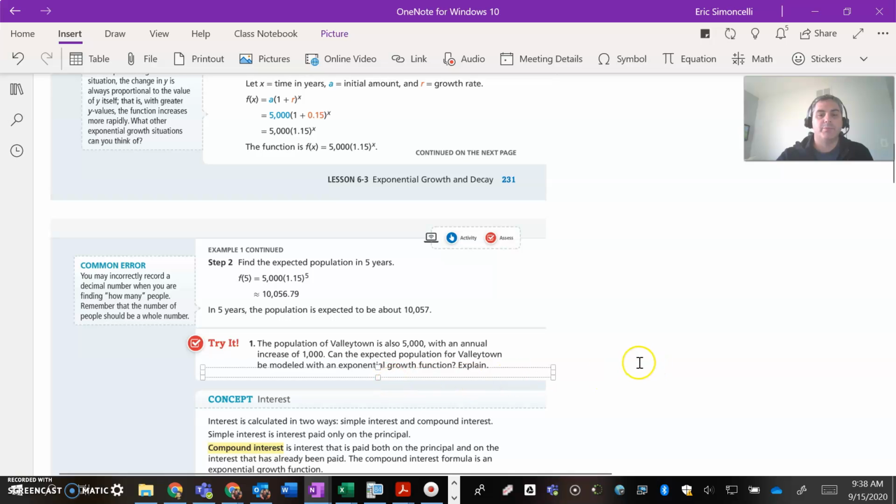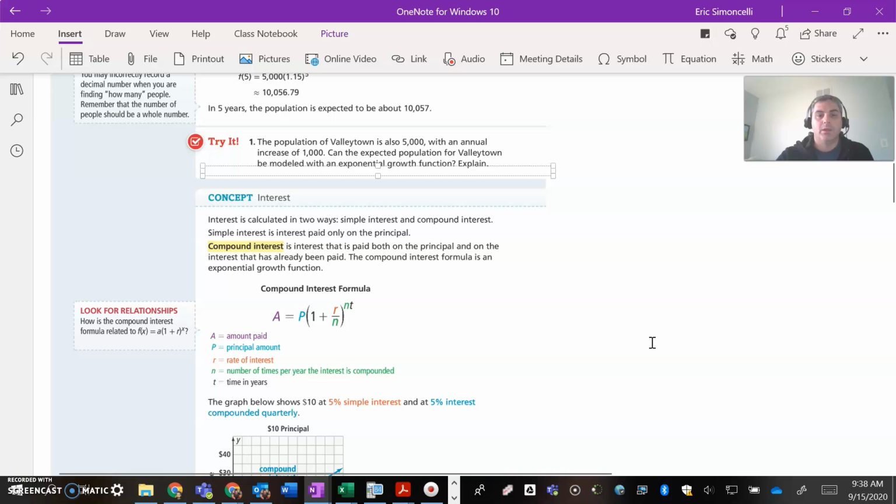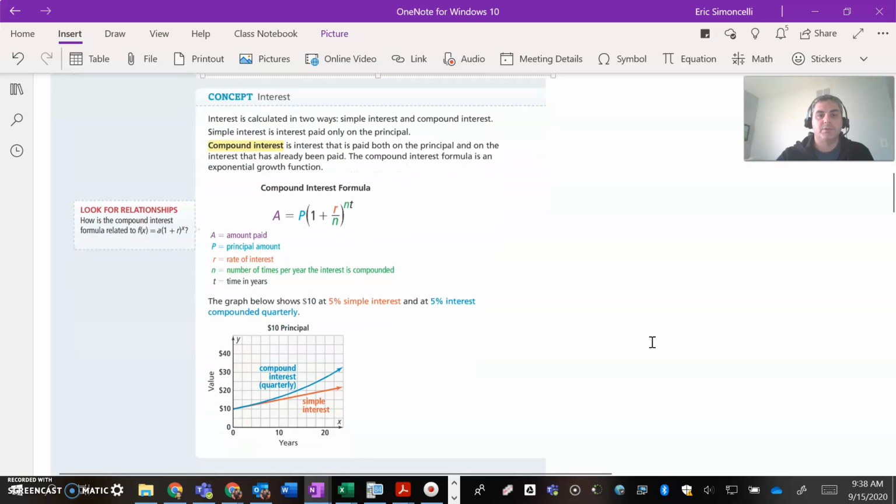There is a try-it problem that you can take a look at later on your own if you'd like, as usual. Let's take a look at some of the concepts here. Interest in particular. Interest is calculated in 2 ways. There's simple interest and there's compound interest. Simple interest is interest paid only on the principal. Compound interest is interest paid both on the principal and on the interest that has already been paid.